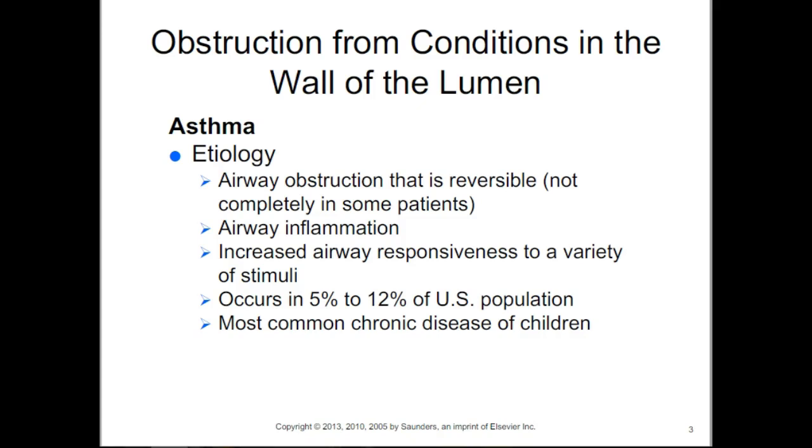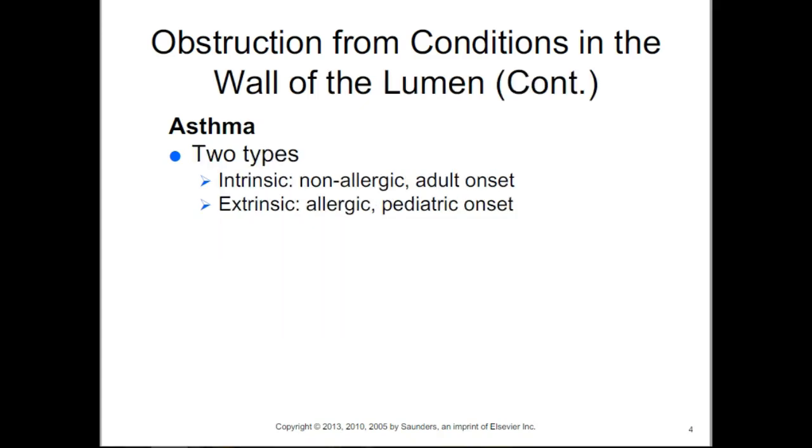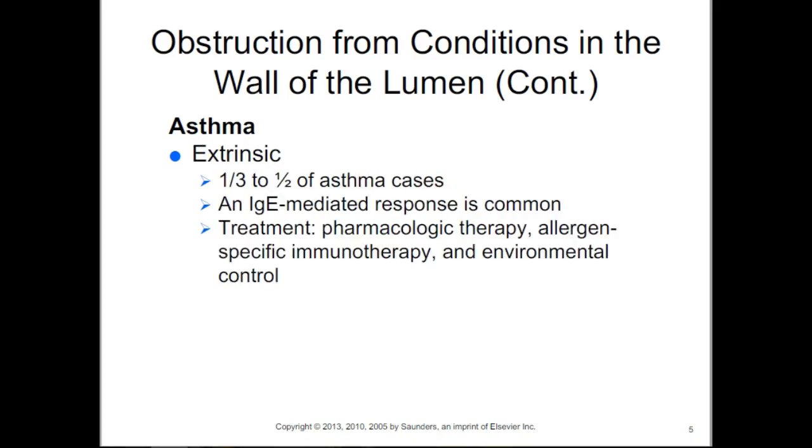This is seen in about 5 to 12% of the U.S. population, right? And it is the most common chronic disease of children, as they're getting used to exposure to so many different allergens. So two types: you have non-allergic, which is the adult onset, and allergic, which you're going to see much more in children. So that's what we are going to differentiate between: an intrinsic, non-allergenic for the adult onset, and then the extrinsic, something coming from the outside, in the pediatric onset.